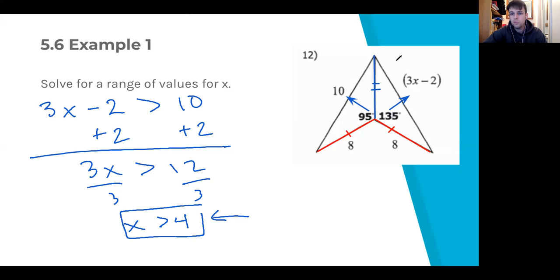Because if x was 4, we'd have 3 times 4 minus 2. That's 12 minus 2. We would get 10 for this side. And we know they're not equal because this angle is bigger. So it has to be bigger than that to make a side that's bigger than 10.